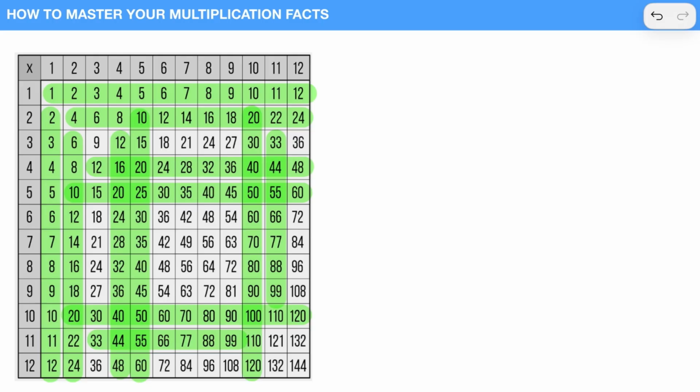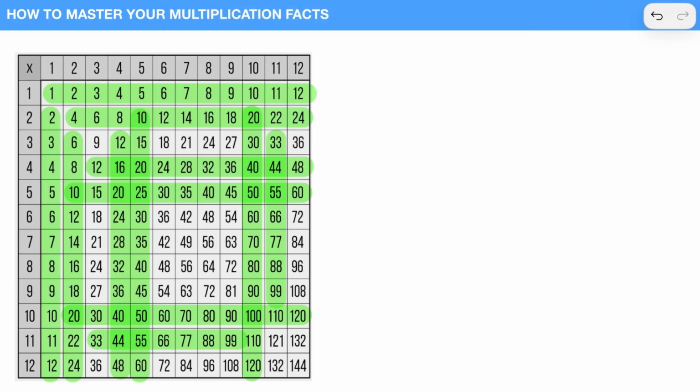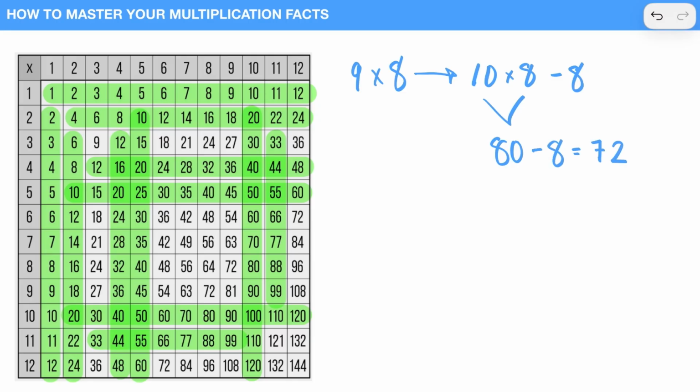The nines have an interesting trick to them. This is how I think about the nines. Let's consider an example. Let's do 9 times 8. How do we think about 9 times 8? Well, the way I want you to think about 9 times 8 is it's actually 10 times 8 minus 8. Now we know 10 times 8, that's easy. You just add a 0, it's 80. And then you can do single digit subtraction. 80 minus 8 is 72.